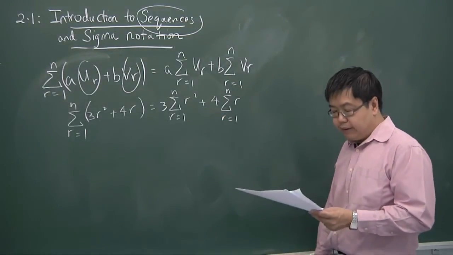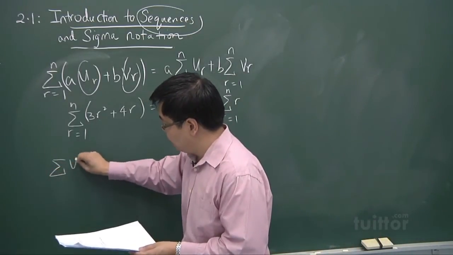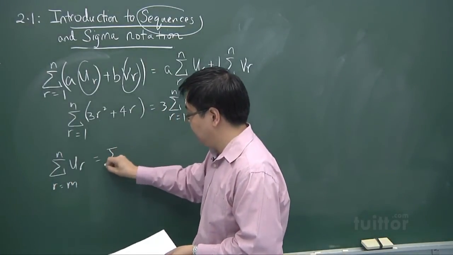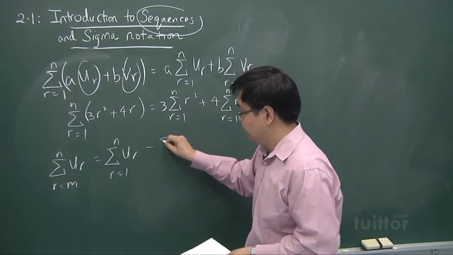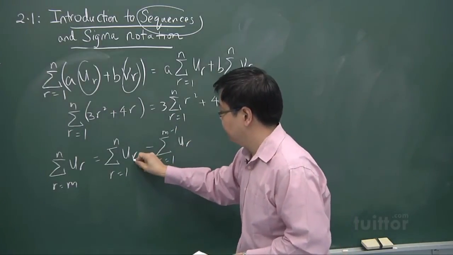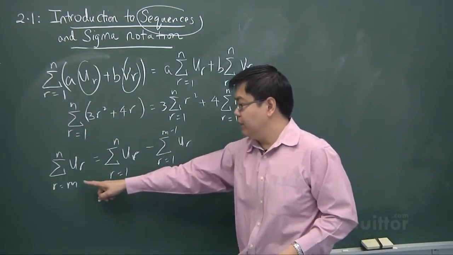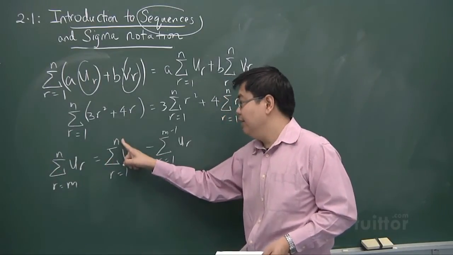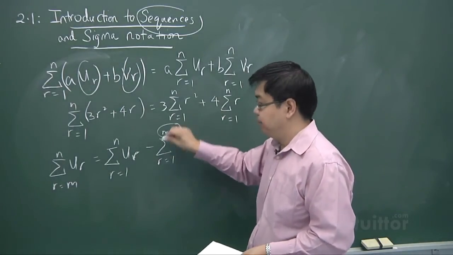Now let's take a look at the second law. The second law says that the sum of u_r, where r runs from m to n, gives me the summation of u_r, r equals 1 to n, minus the summation of u_r, r equals 1 to m minus 1. This says that if you want to sum up from m to n, it's the same as summing up from the first term to n, minus summing from the first to the (m minus 1)th. But why m minus 1?